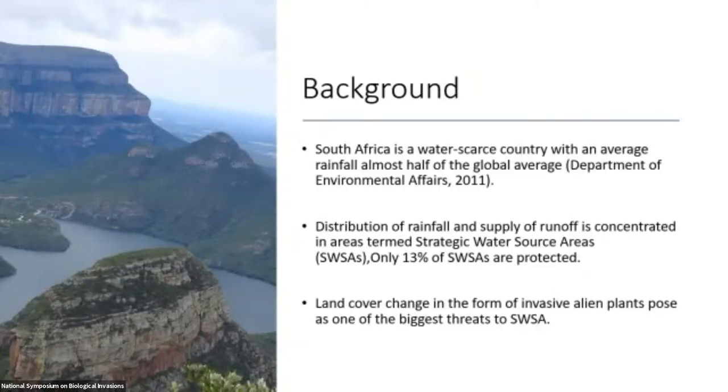South Africa is a water scarce country, making it the 30th driest country. Areas which receive high rainfall are found in high-lying areas and are often termed strategic water source areas. These areas contribute largely to the country's water security. Unfortunately, land cover change poses one of the biggest threats to these areas, and in this case, it happens in the form of invasive alien plants.